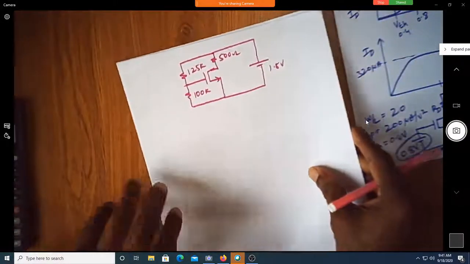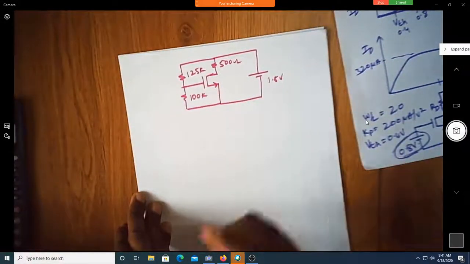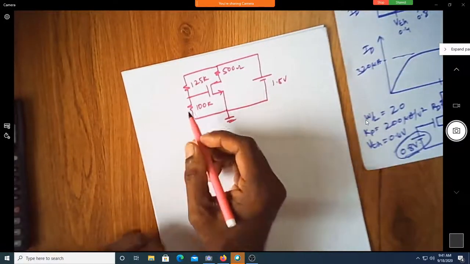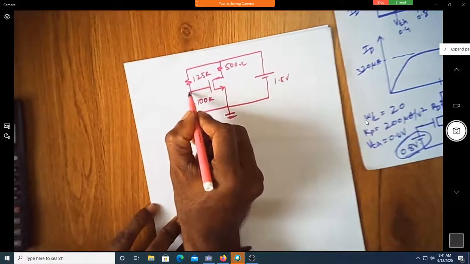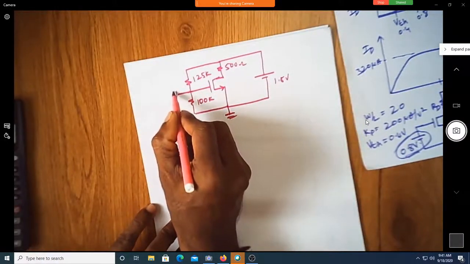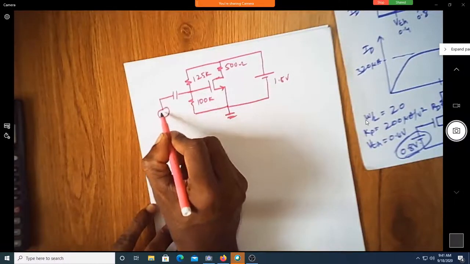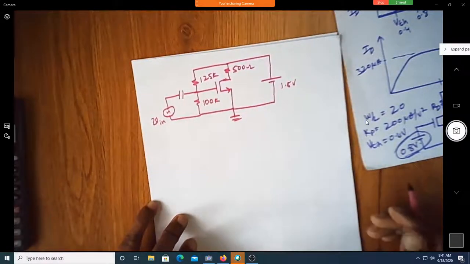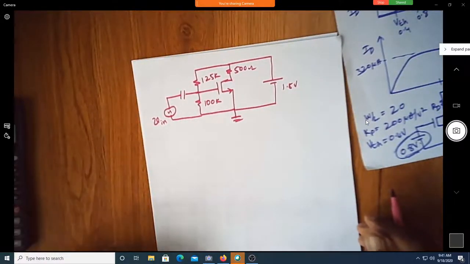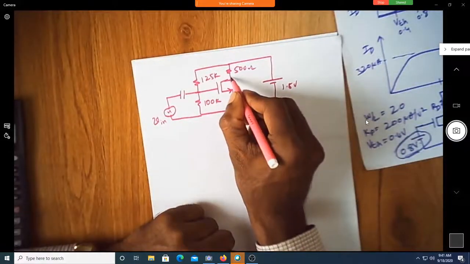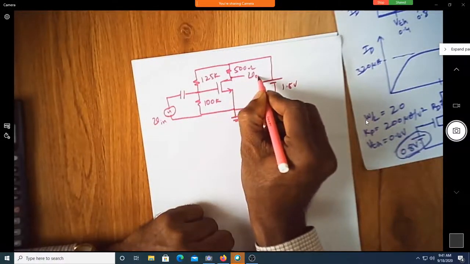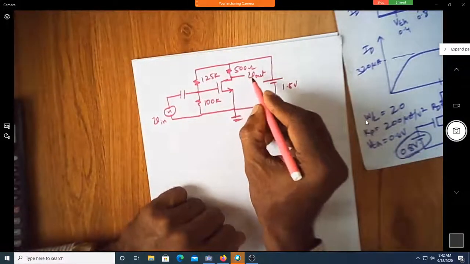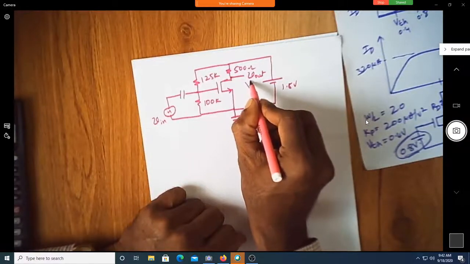Now I need to apply the input voltage because I want to use it as an amplifier. Of course, on the day when we discuss this as an amplifier, we will put a capacitor to block the DC and then apply this V in. You can see I'm writing it as small V in. I will take out the output voltage at this point, V out. There is one more corresponding voltage here. I will call it capital VD.